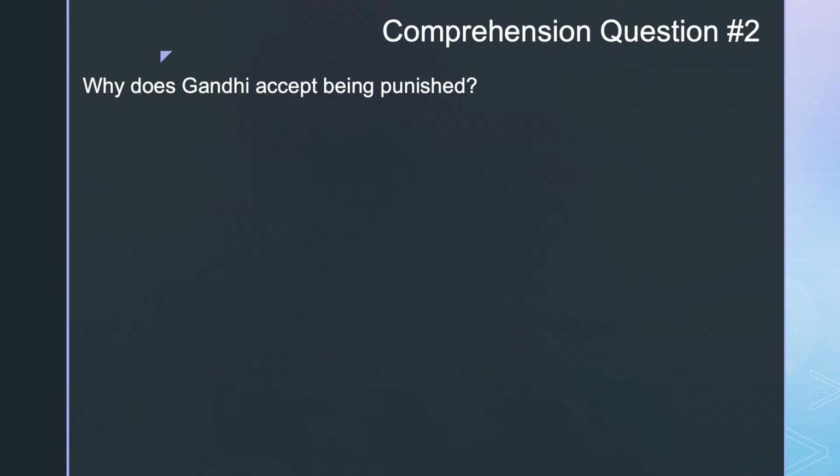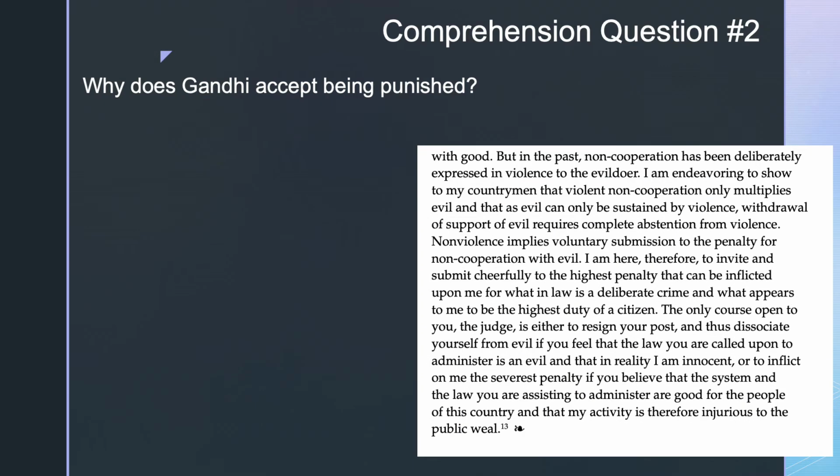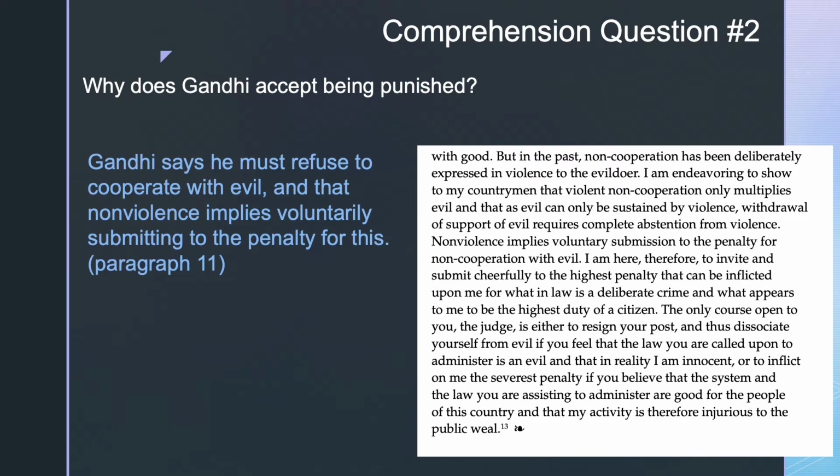Comprehension question 2. Why does Gandhi accept being punished? You can find the answer to this question in paragraph 11. Gandhi says he must refuse to cooperate with evil and that nonviolence implies voluntarily submitting to this penalty. Gandhi believed it was his duty to defend the people of India, and he also understood that in doing so, he would suffer the consequences, and he did so voluntarily.